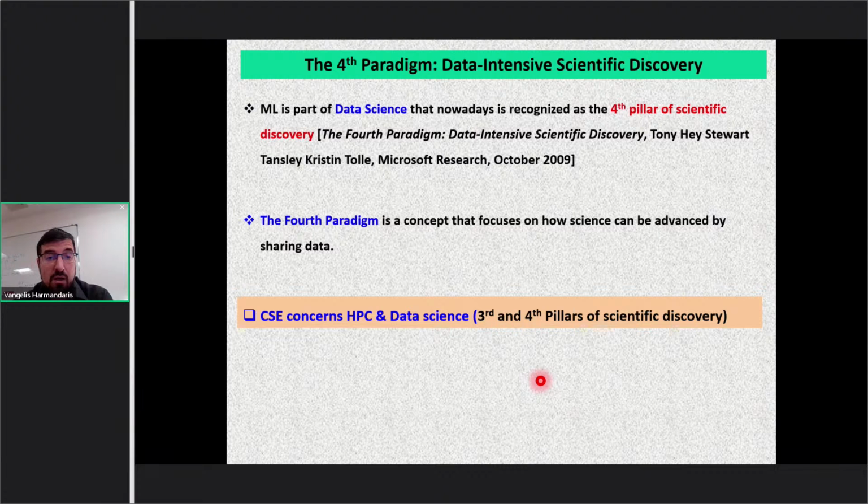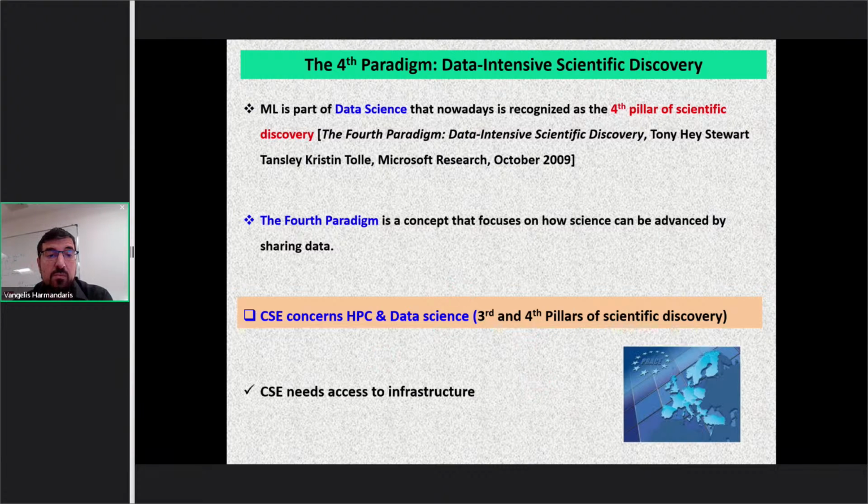And of course, in order to have all of them, we need access to infrastructure. So without infrastructure, neither high-performance computing nor data science could exist. I mean, we should not forget that data has existed for hundreds of years, even thousands of years. In ancient Egypt, they used to have large data sets, but of course, it was not possible to analyze them much, and this was not even possible 20 or 30 years ago. The fact that now we discuss data science is exactly because of the infrastructure.